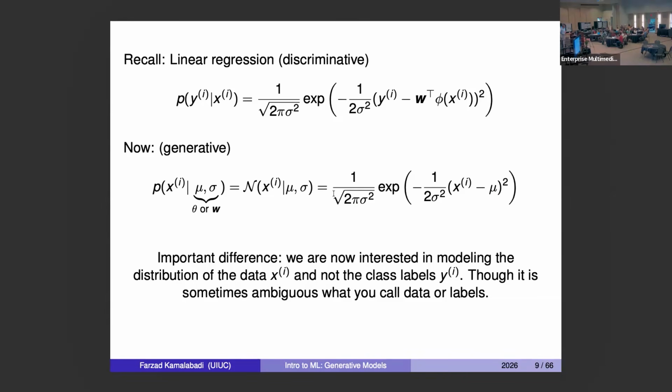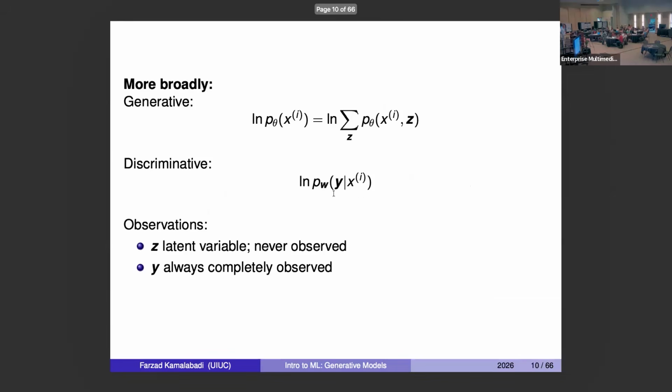So what we are really interested in here is modeling the distribution of the data xi and not the class labels. That disappears from this formulation. Okay, let's talk about it a bit more broadly.